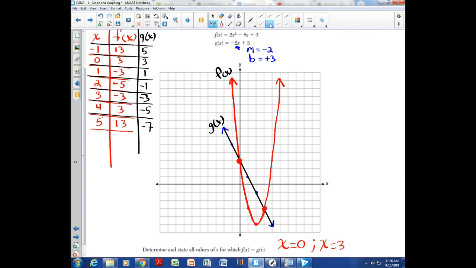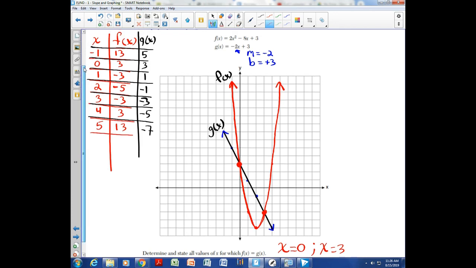Now if you come over and look at our table of values, we can also answer that question here. I'm looking at my g of x and my f of x, and I notice that both of them have the same value when x is equal to 0. So that's how we can find one of them using our table of values. And then I notice that they also have the same value when x is equal to positive 3. So we double checked our problem.